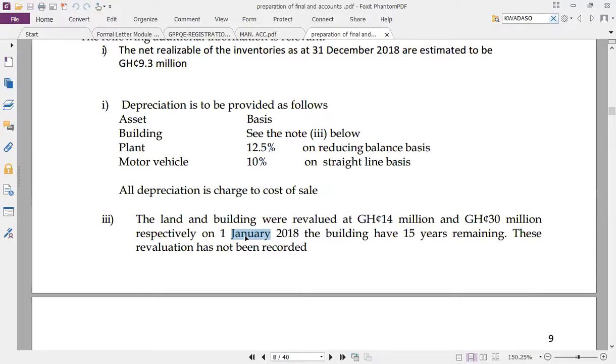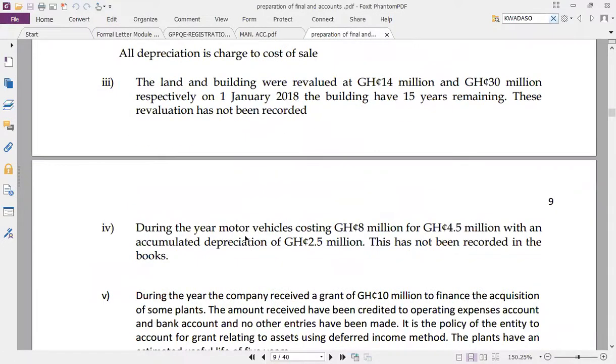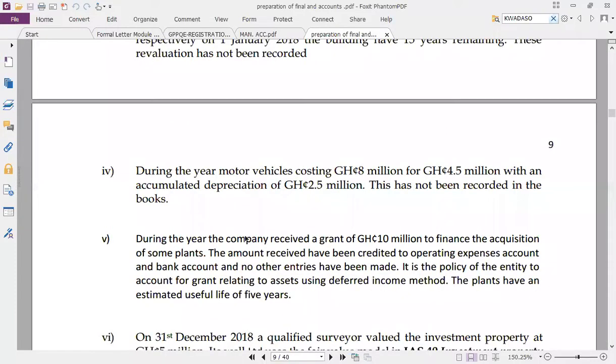Depreciation, how to find the carrying amount, and then that's all. Good. Now let's go to note 4.